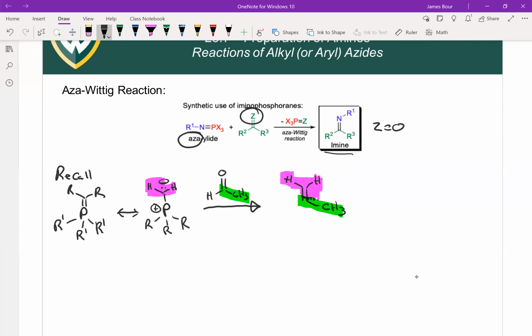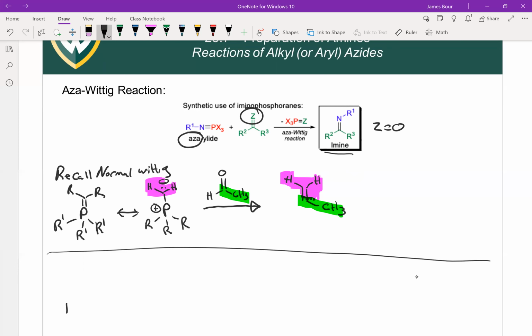And so I'll draw out this reaction. We'll separate it from the normal Wittig. The aza-Wittig proceeds as such. And again, this is identical to the mechanism of the Wittig reaction.